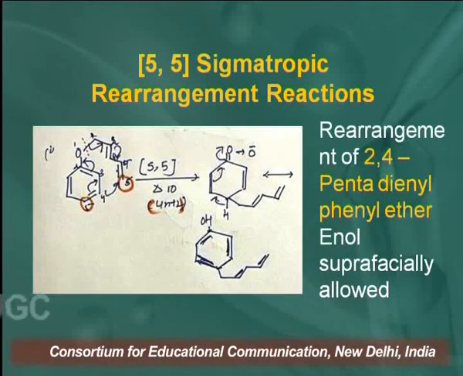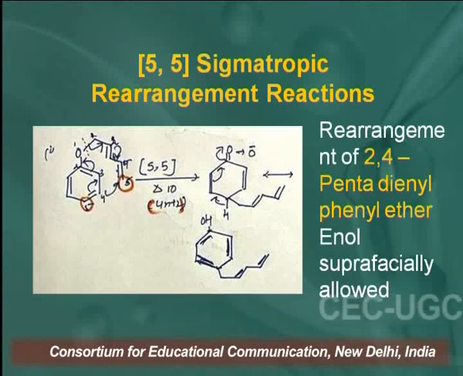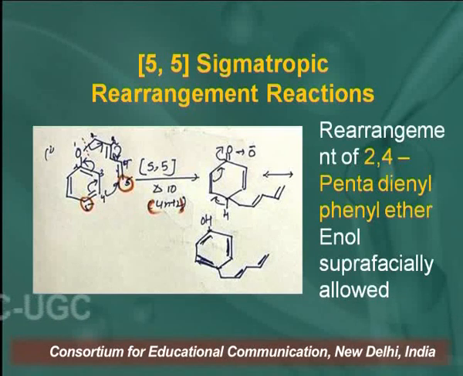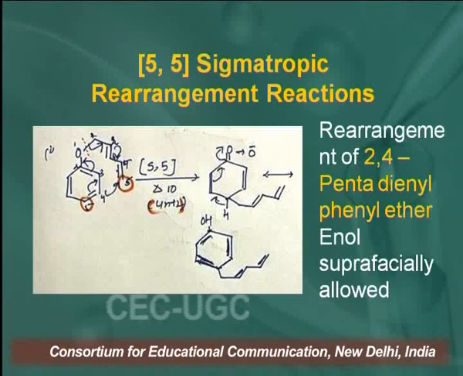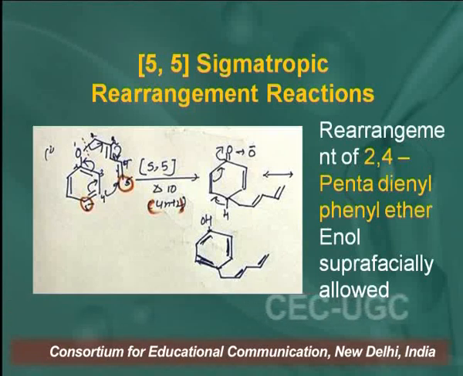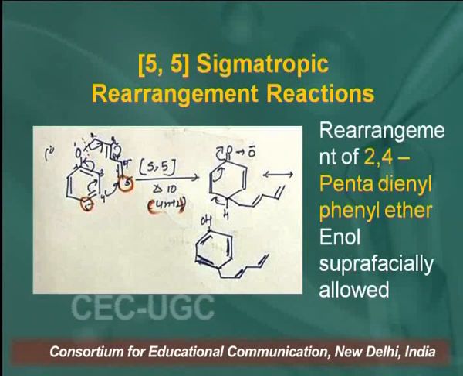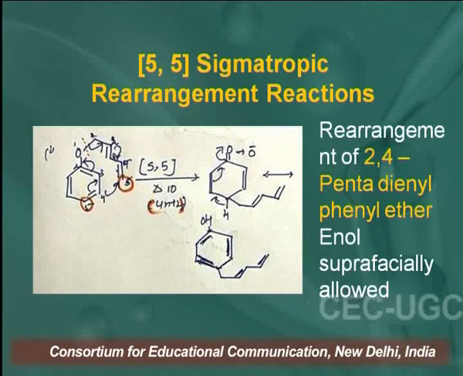Similarly, learners, there is a very important reaction, that is the 5,5 sigmatropic rearrangement reaction. Here it is a special type of reaction where shifting of groups takes place from the 5,5 carbon atom. So here is the rearrangement of 2,4-pentadienyl phenyl ether, again converting into enol form. It is also a suprafacially allowed reaction. So in this type of reaction, we can see the 5,5 sigmatropic rearrangement reactions.